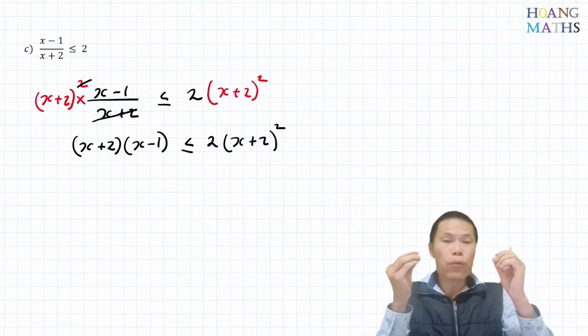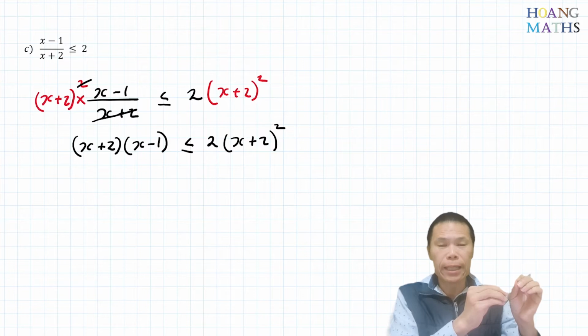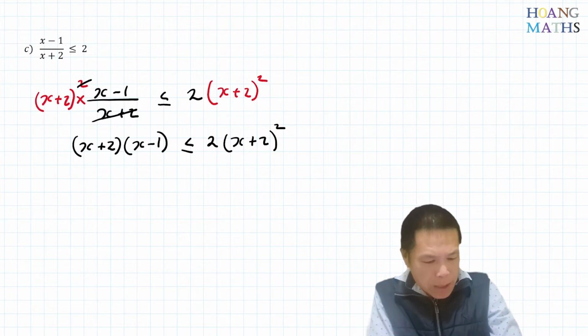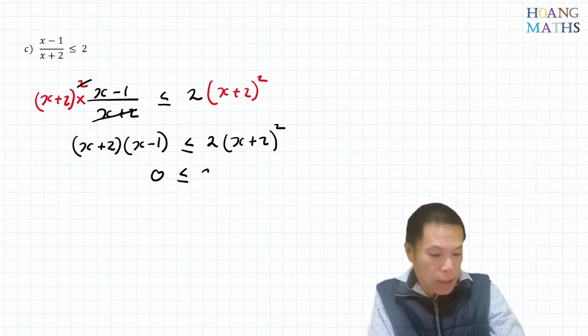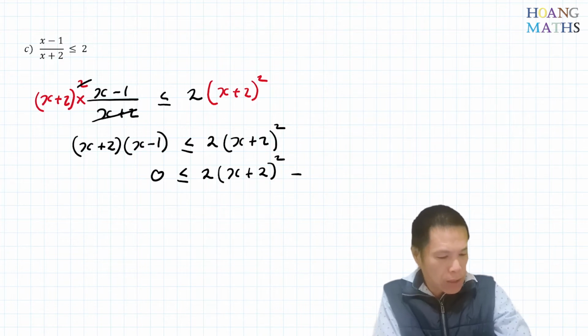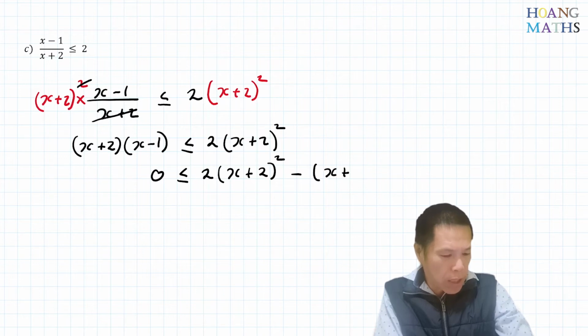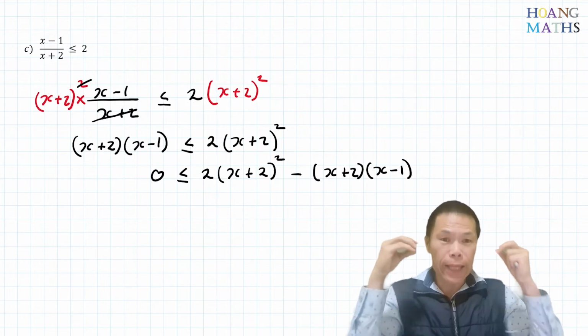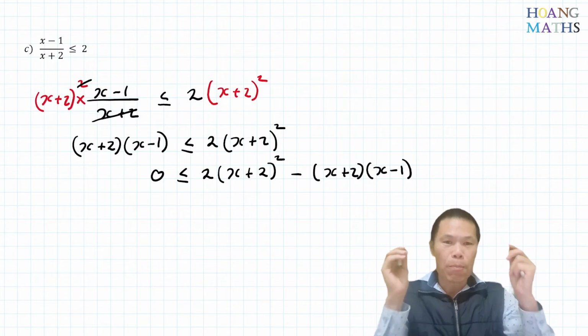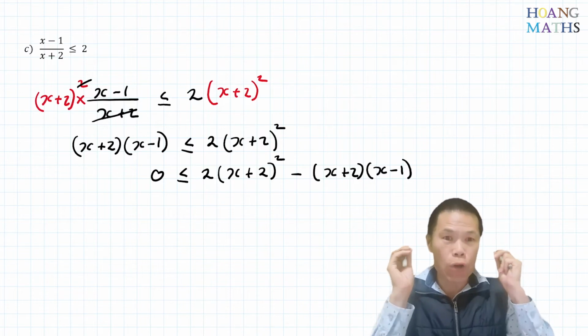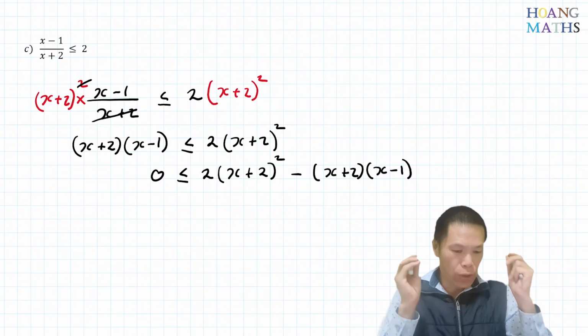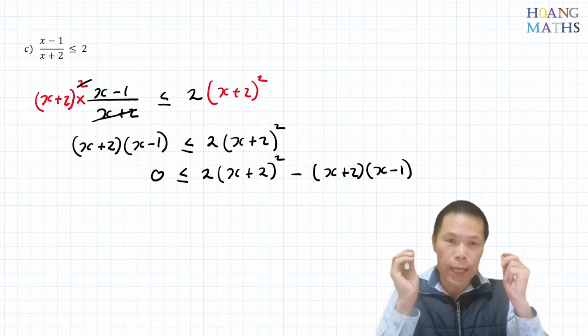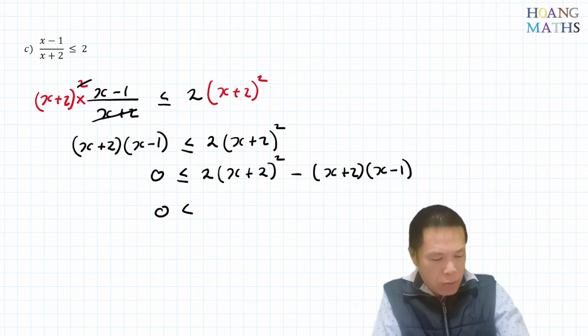So now I just move everything to the right hand side, okay? So that will give me 0, and this I just write down first, and minus, moving to this side, x plus 2 times x minus 1. And of course, you can expand and then simplify, then factorize. But don't do that, okay? Better if you just take out the common factor straight away. In this case, the common factor is x plus 2. So 0 greater than or equal to.